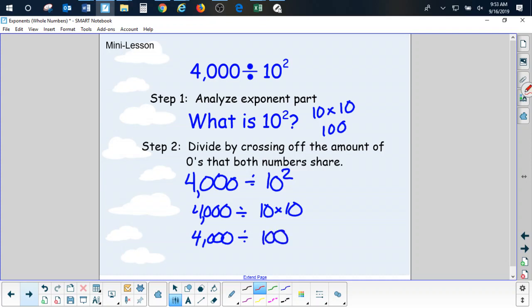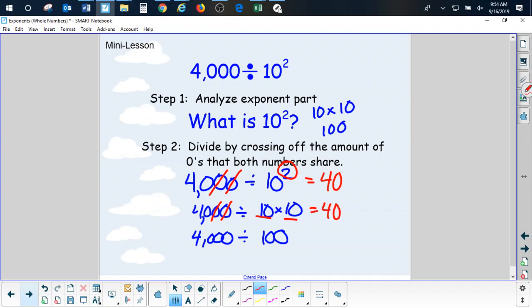In this case, the exponents or the number of zeros are very important. So the exponent's 2. That tells me because I'm dividing, I'm going to take away 2 zeros, and whatever's left is going to be my answer. Same thing when I'm dividing by 10 times 10. There's 2 10s there. That tells me to take away 2 zeros, and my answer is going to be 40.